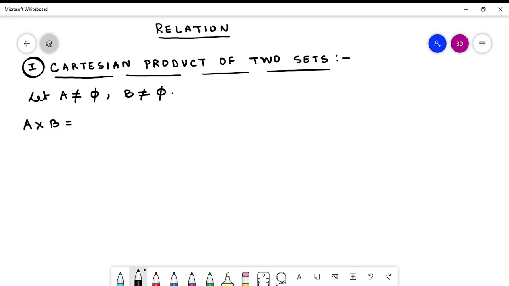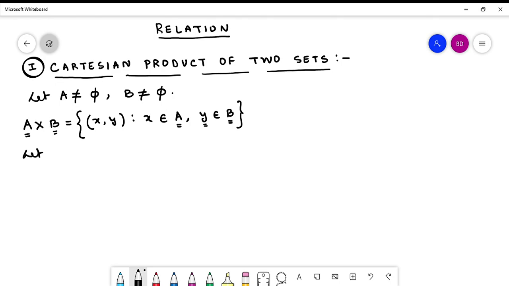So if I want to write it in the set builder form, then what will I write? It is a set of ordered pairs (x, y) such that, so now we'll try to understand what is x, what is y. Now x belongs to capital A and y belongs to capital B. That means in the ordered pair (x, y), the first element x will always come from the first set A. First set in the sense the set that we write first in the Cartesian product. And the second element of the ordered pair y will come from the second set B, that is second one in the Cartesian product. Let me give you an example.